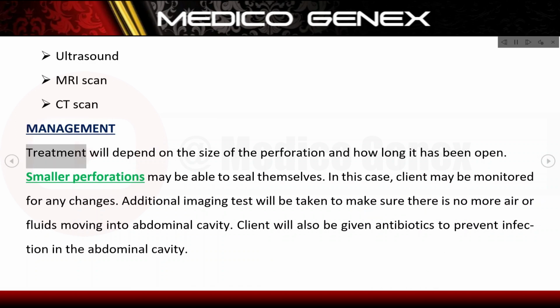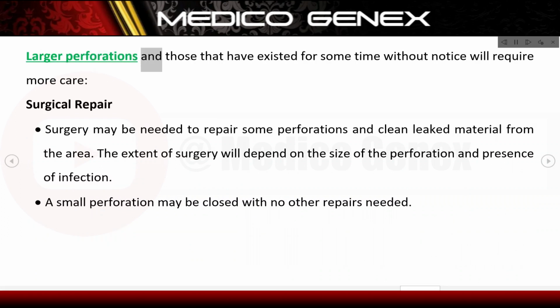Management. Treatment will depend on the size of the perforation and how long it has been open. Smaller perforations may be able to seal themselves. In this case, the client may be monitored for any changes. Additional imaging tests will be taken to make sure there is no more air or fluids moving into the abdominal cavity. The client will also be given antibiotics to prevent infection in the abdominal cavity. Larger perforations and those that have existed for some time without notice will require more care.